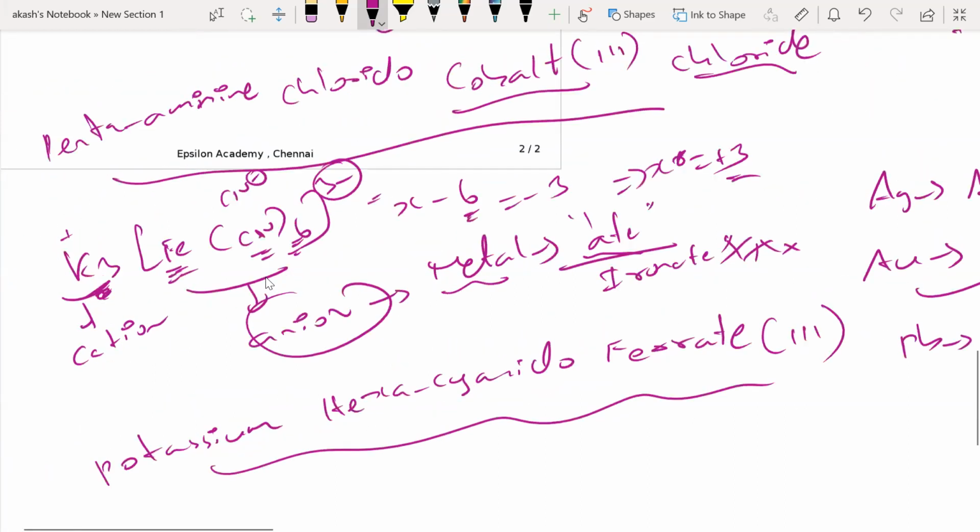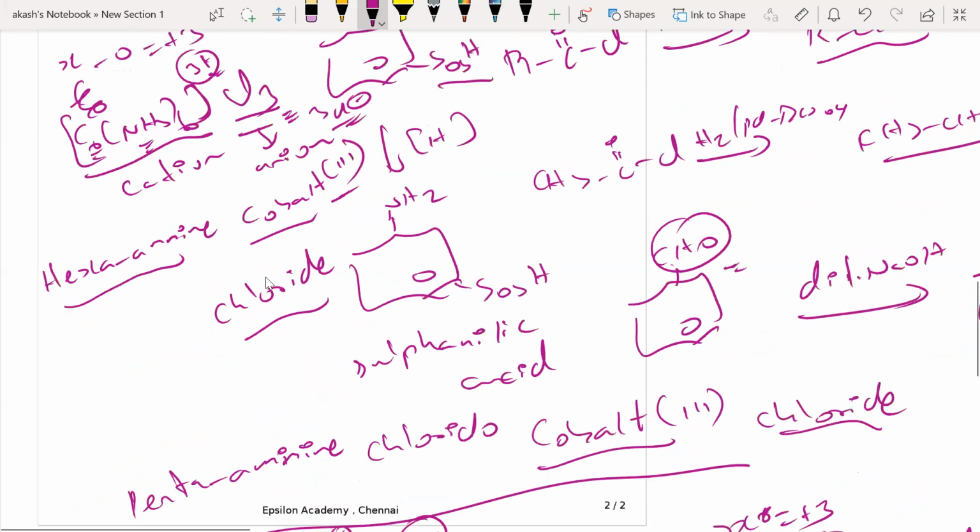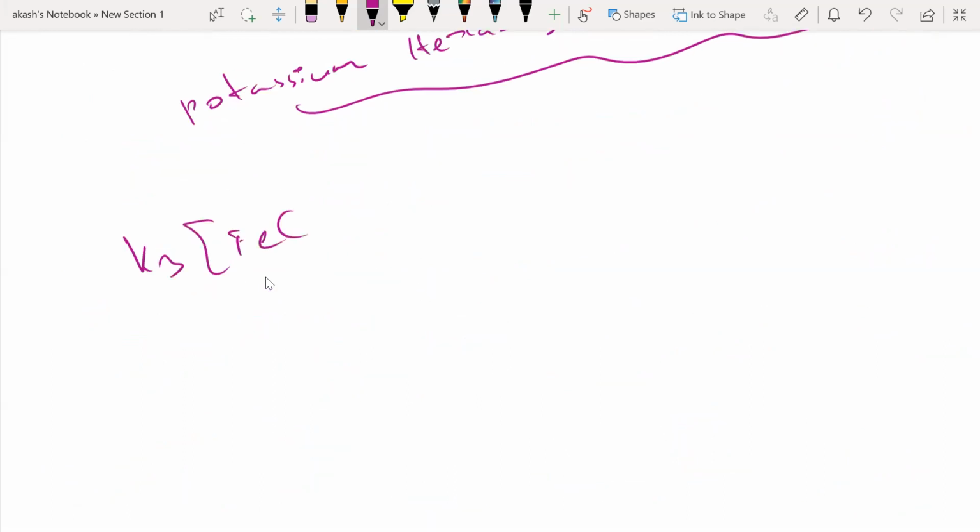Next one is K3, same thing. Instead of CN, all we have is this oxalate, C2O4 2 minus. Now remember that it's a bidentate ligand. So for bidentate ligand, we cannot use di or tri or tetra, penta. We need to go for bis, tris, tetrakis, like that we should answer. So we have K3, Fe, C2O4 thrice.